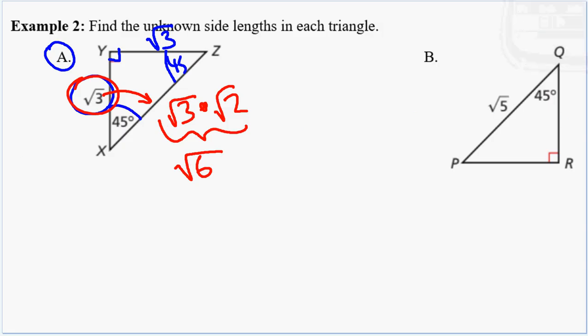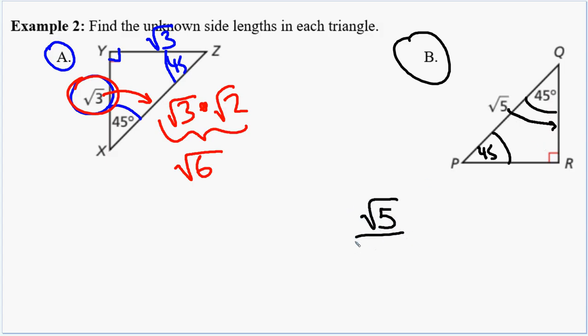Now, when we come over here to part B, we have a 45, 45, 90 triangle. Here we have the hypotenuse, but neither of the legs. So if I'm on the hypotenuse and I want to jump to the leg, I'm going to take the hypotenuse, root 5, and divide it by the root of 2.